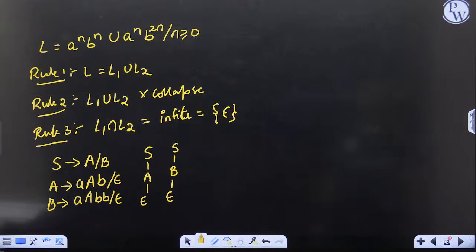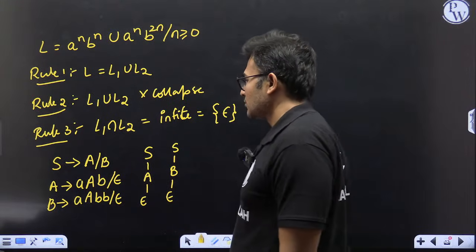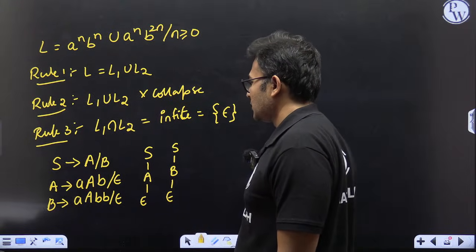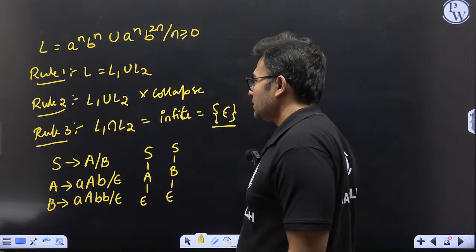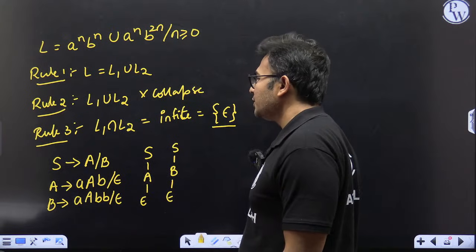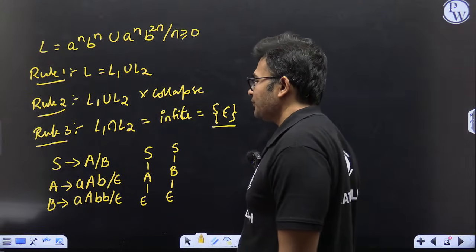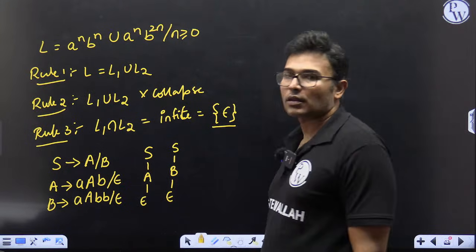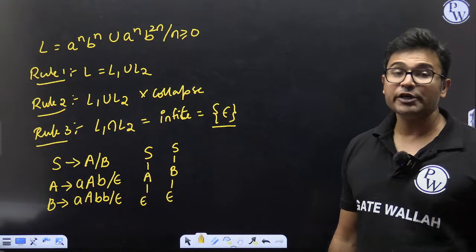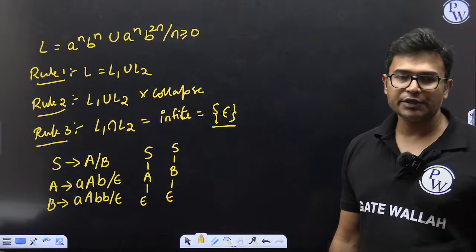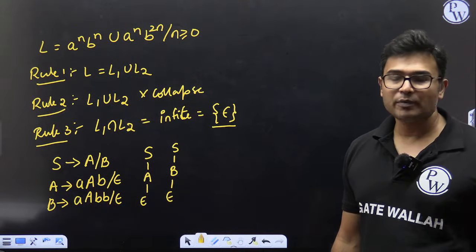Can you give an unambiguous grammar for this? The intersection is finite, right? What you can do is take that intersection and put it at epsilon. Take that intersection, put it at S, and remove it from A and B.